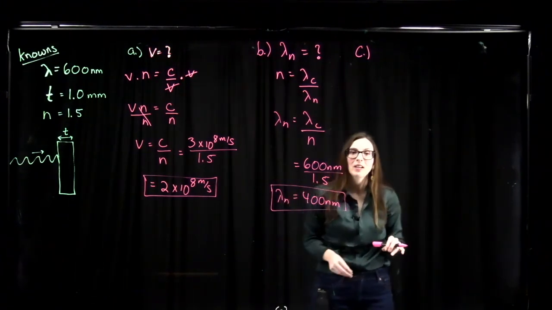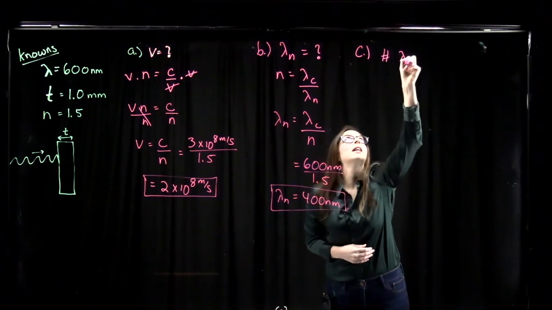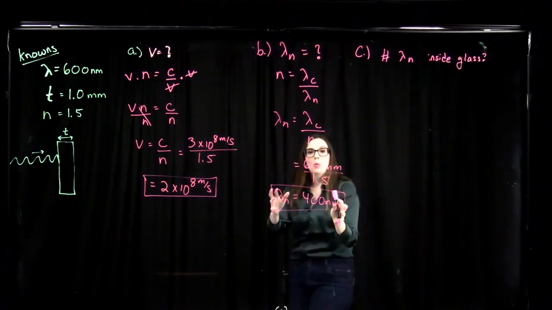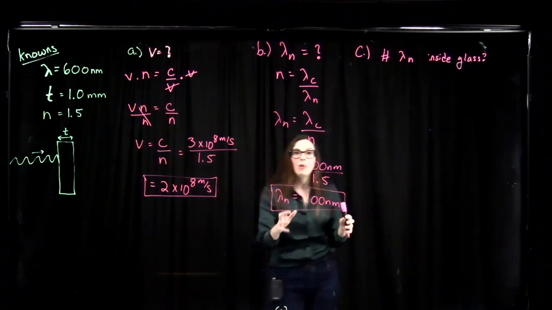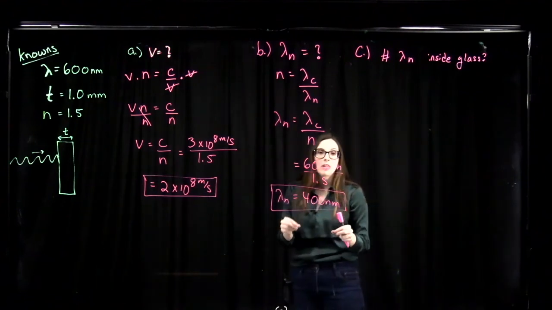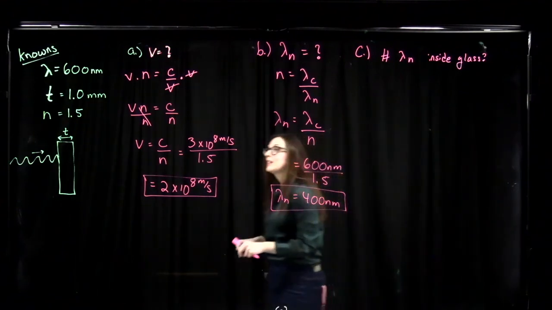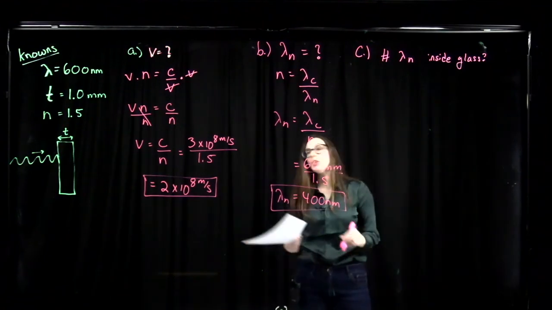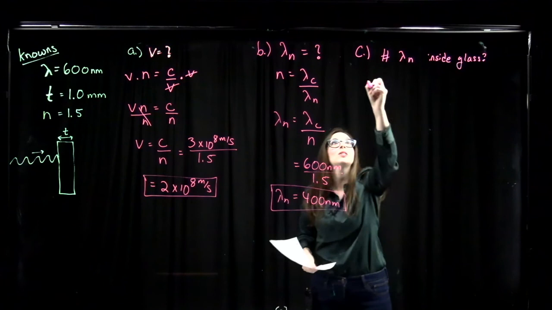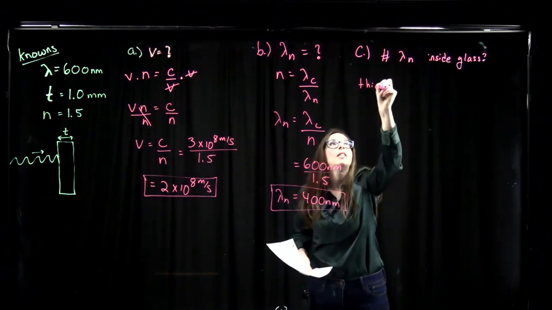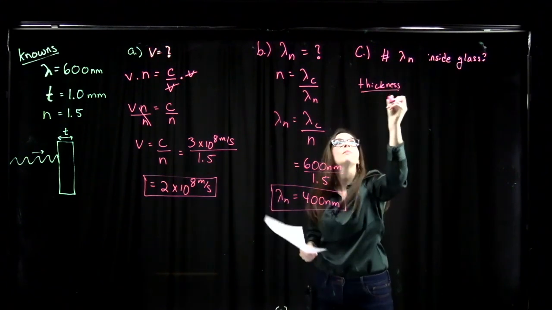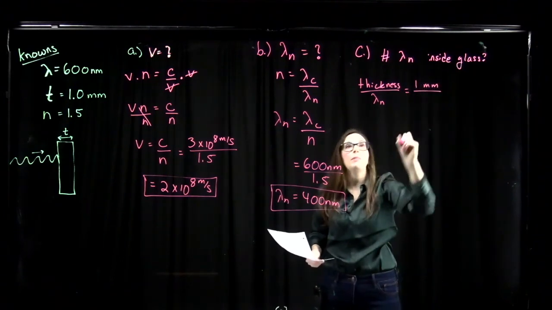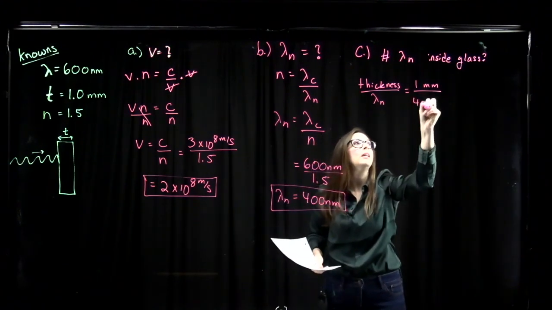So how many of these wavelengths of light, number of lambda n, are inside the glass? In order to do that, we first had to figure out the wavelength of light inside the glass. Now we can use that number to figure out how many of these full wavelengths of light are crammed inside our piece of glass that has a width of 1 millimeter. So we're just going to divide the thickness of our glass by the wavelength. So that's going to be 1 millimeter divided by the wavelength of light inside the glass, which was 400 nanometers.